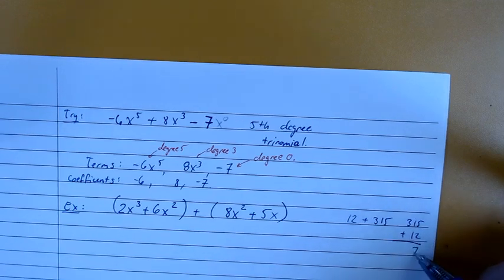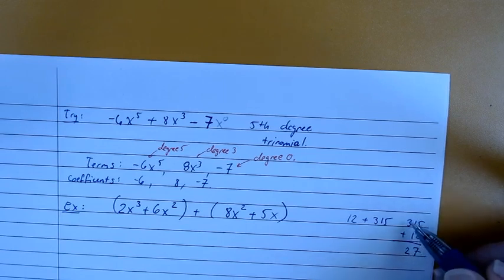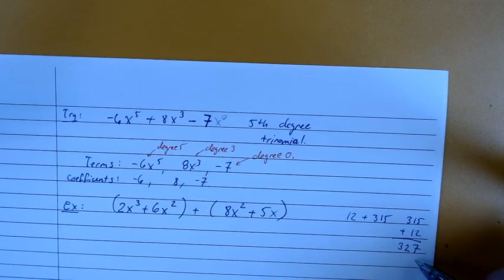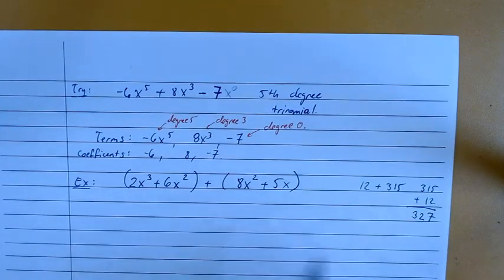5 plus 2 makes 7. 1 plus 1 makes 2. And then the 3 doesn't combine with anything, so it stays at 3. 327. Adding polynomials is going to work kind of the same way.